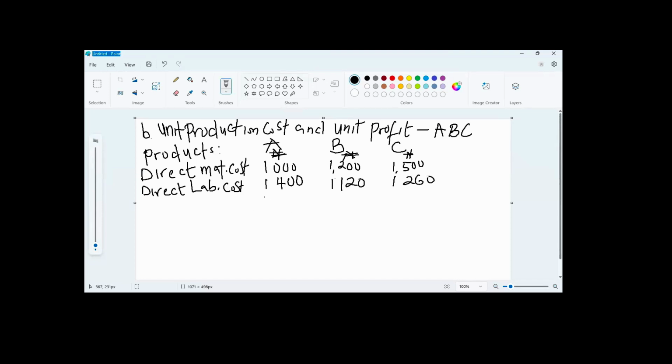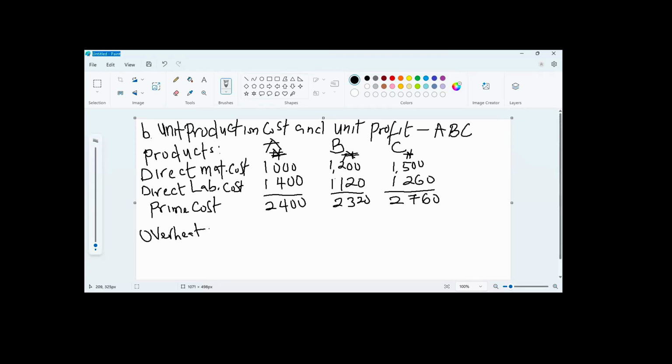Now get your prime cost. That is the explanation we started with. Direct cost is not a problem. It is the indirect cost we have problem with. That will give us the prime cost. This is 2,400. This is 2,320. And this is 2,760. We now need to look for overhead costs based on activity.